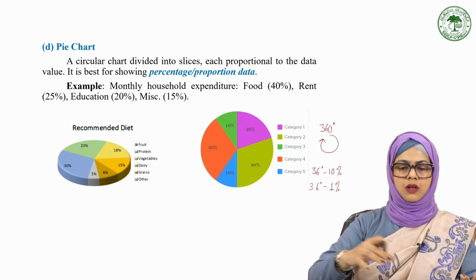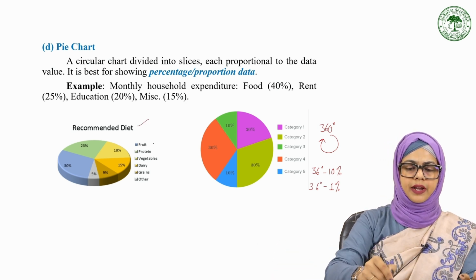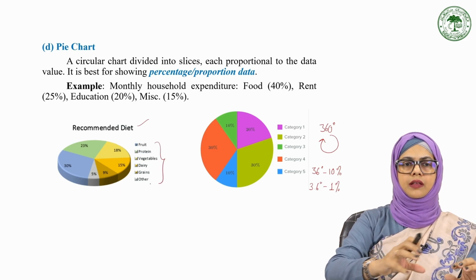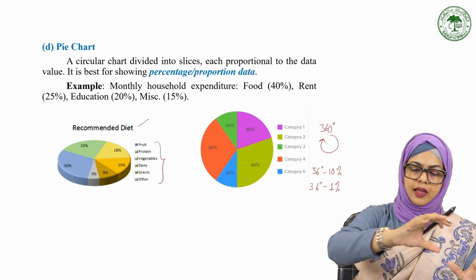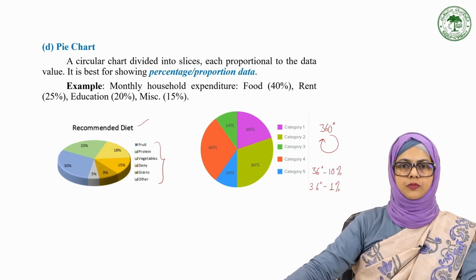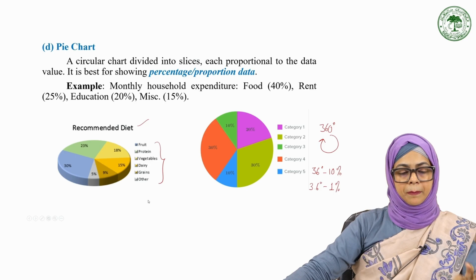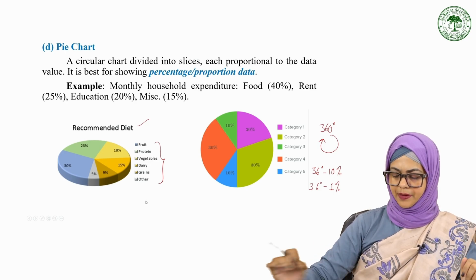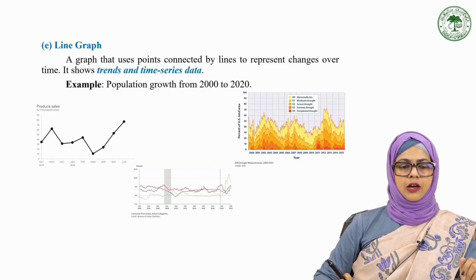So here, for example, this is a recommended diet, and according to the legends, the different diets are given here, and the percentage is calculated, and according to the percentage, the pie chart is distributed. So all the complete data will not exceed 360 degrees. Remember that. Okay. Now comes a line graph.